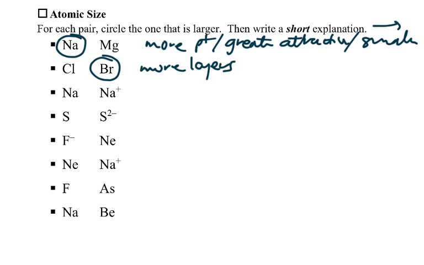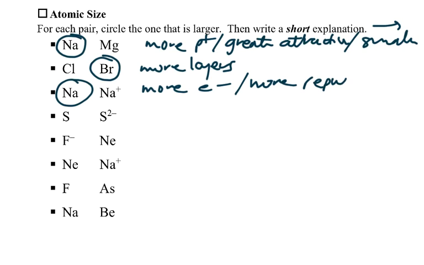Okay, sodium and sodium plus. Now we're talking about the same element only with different numbers of electrons. They both have the same protons, but different numbers of electrons. So which one's larger? Okay, sodium is larger because it has more electrons. Therefore more electron-electron repulsion. And that's going to make the cloud a little bit larger. When it becomes sodium plus, it loses an electron. So sodium has more electrons.